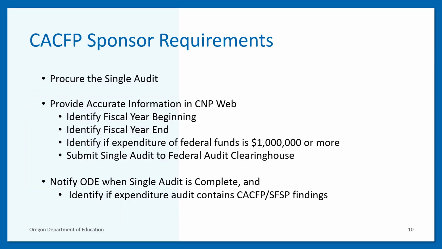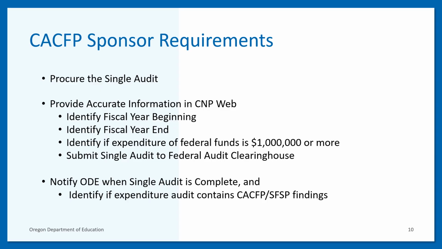CACFP sponsors are required to procure single audit services consistent with the standards included in Chapter 8 Procurement, which is located in the CACFP Policy and Procedure Manual. CACFP sponsors must also provide federal grant information to ODE CMP by completing the sponsor information sheet in CMP Web and keeping all information up to date.